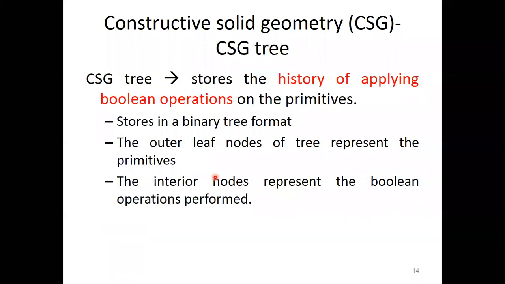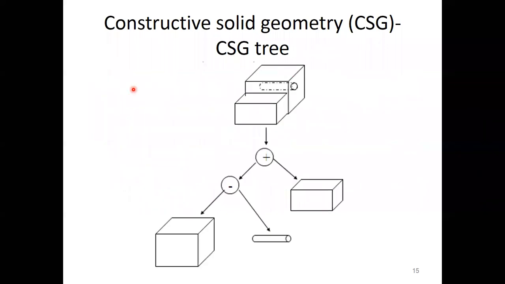Okay, the history of applying Boolean operation is represented as a tree. That point I wanted to mention here. Now, so this is an object. Let me explain it with a simple example. This is my object. It is like a step, and here one cylindrical hole. Okay, this is my objective, generating this.